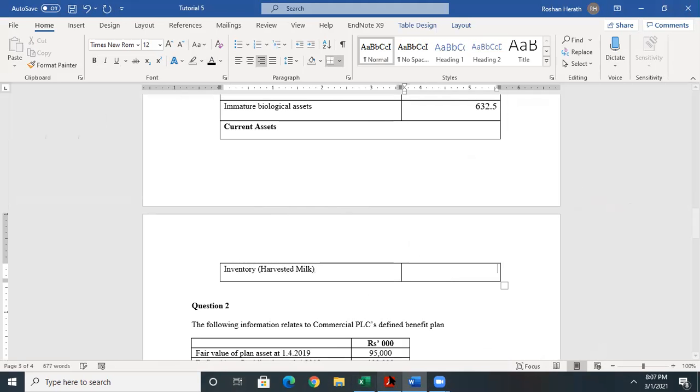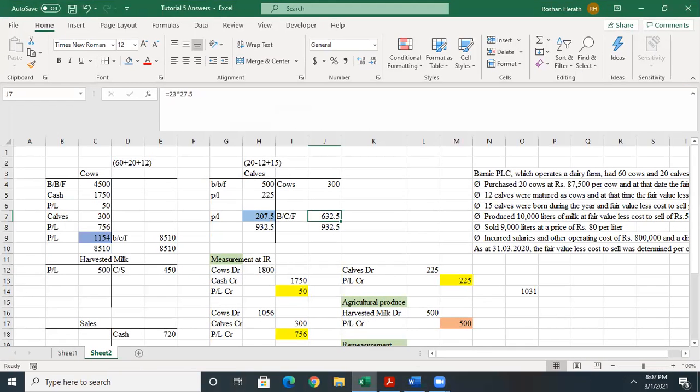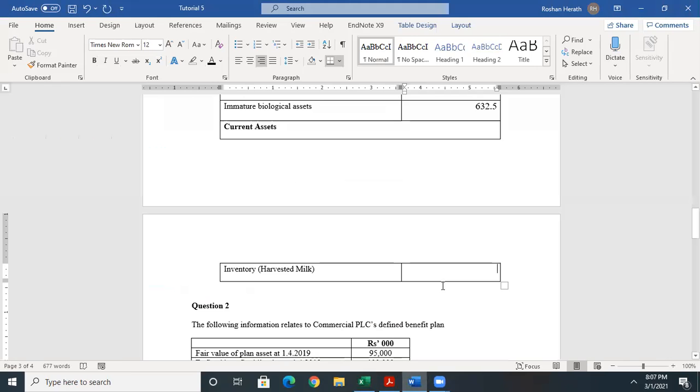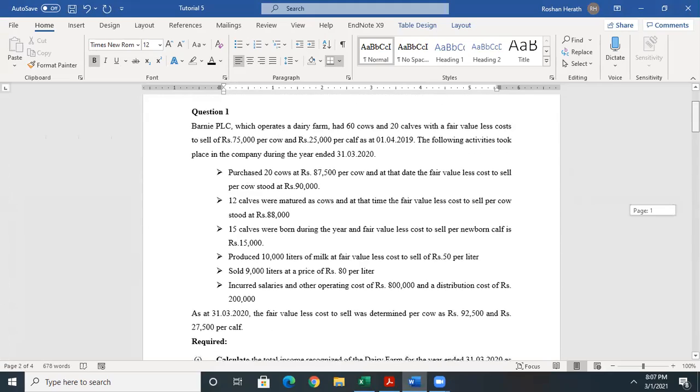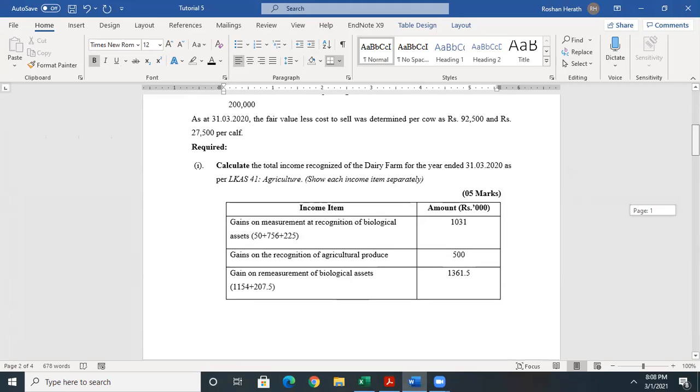You have something left. It does not solve the entire thing. 450 was the cost of sales, so the balance carried forward, that was 50. So that must also be shown under that. Okay, so this is about the biological asset. Right. So you must be able to manage something of this nature.